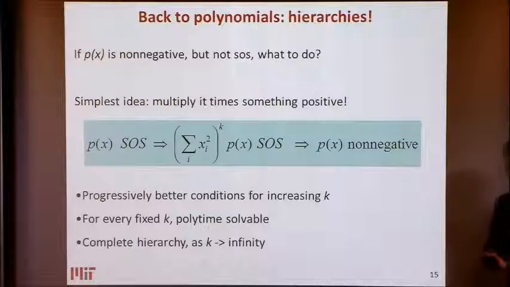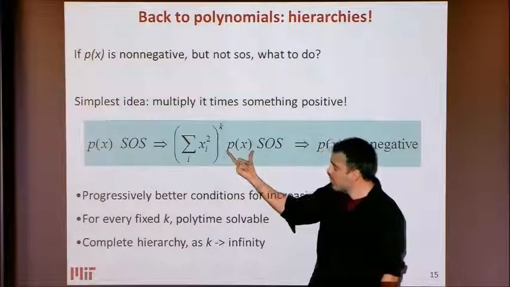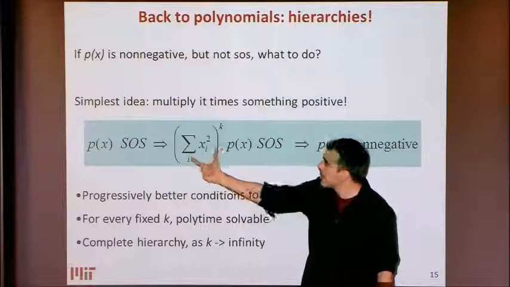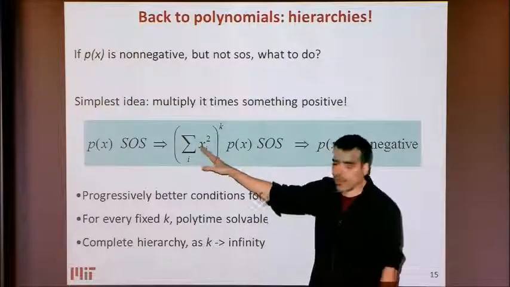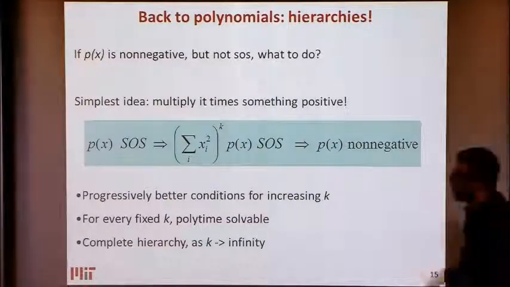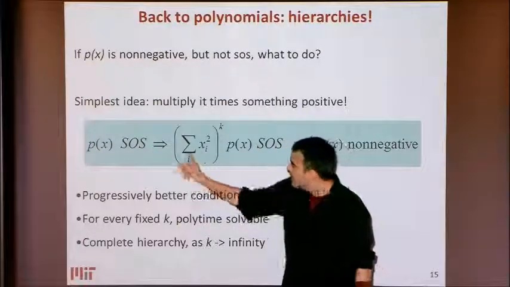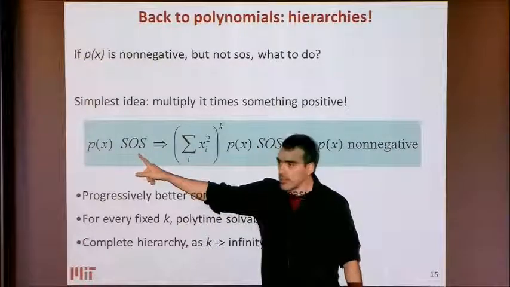Let me deal with a homogeneous polynomial. Then something that I can do is take my polynomial and multiply it by something positive, let's say, in particular, the sum of the squares of my variables raised to some power k. It's immediate that this condition is weaker than this.